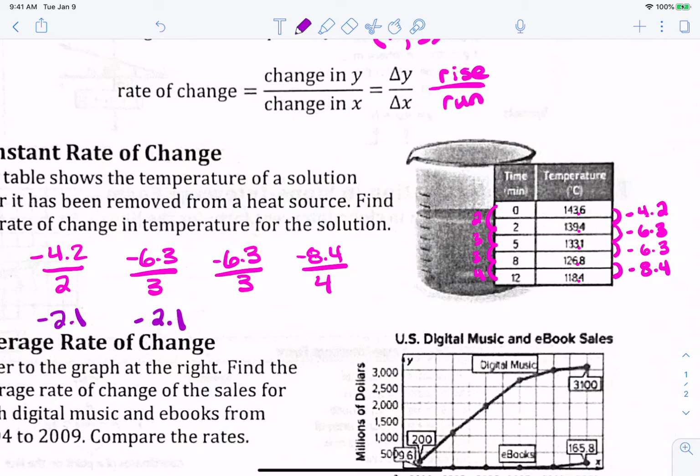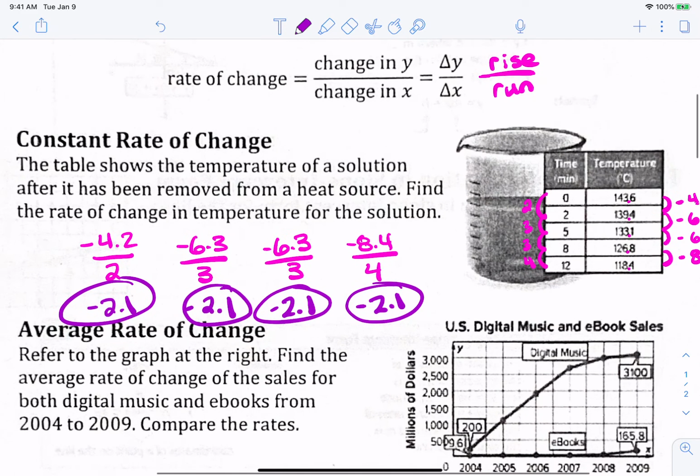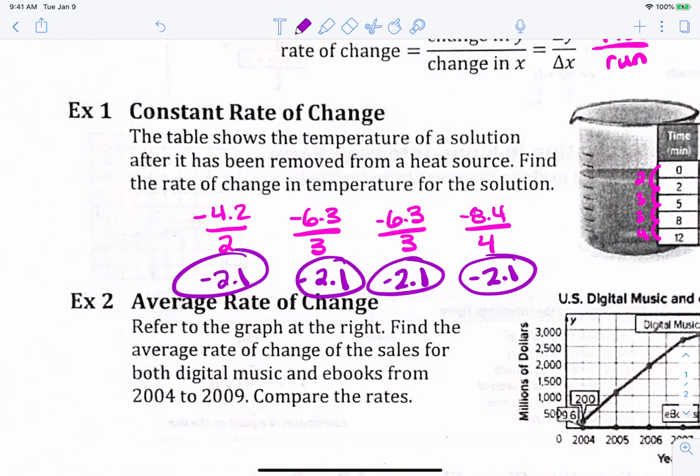2.1, okay. Same thing, negative 2.1, and 8.4 divided by 4? 2.1. Negative 2.1. So my rate of change is negative 2.1. What does that mean, according to the story problem? What's happening? It's the slope. That is the slope. Yep, slope is that, okay.